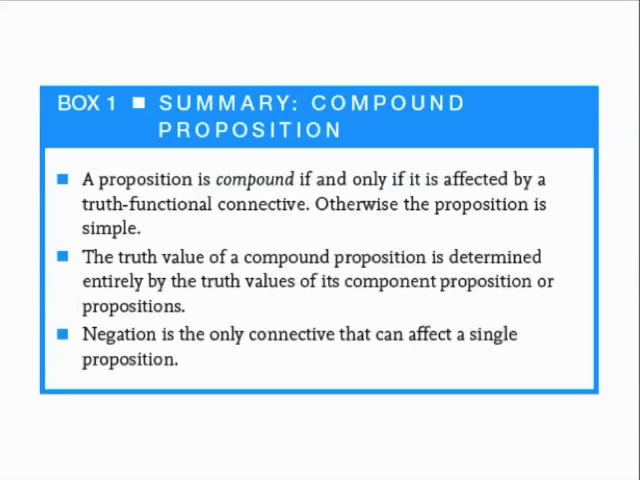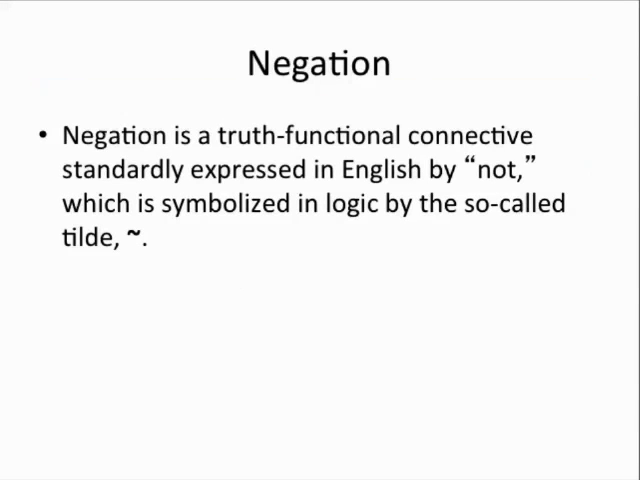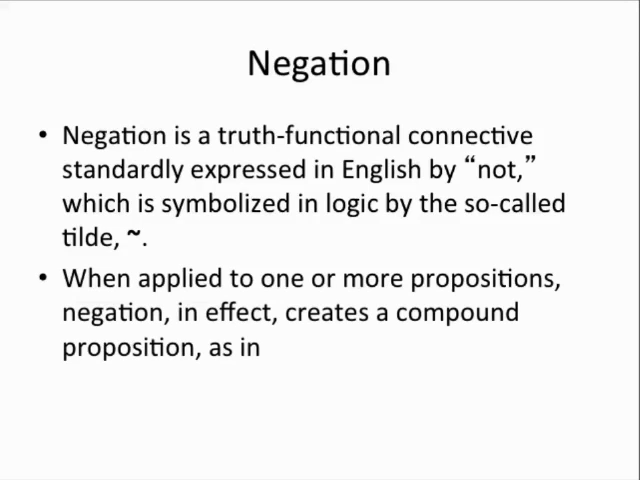Let's summarize what we've said so far. A proposition is compound if and only if it is affected by a truth functional connective. Otherwise, the proposition is simple. The truth value of a compound proposition is determined entirely by the truth values of its component proposition or propositions, and negation is the only connective that can affect a single proposition. Logical negation is usually just expressed in English as not and is symbolized by a little squiggly line called a tilde. When we negate a simple statement, it becomes compound, as in these examples.